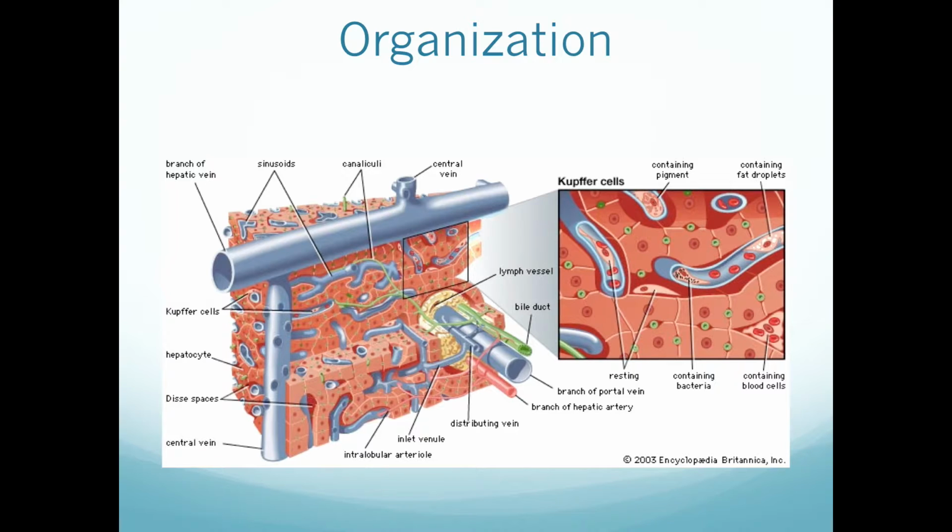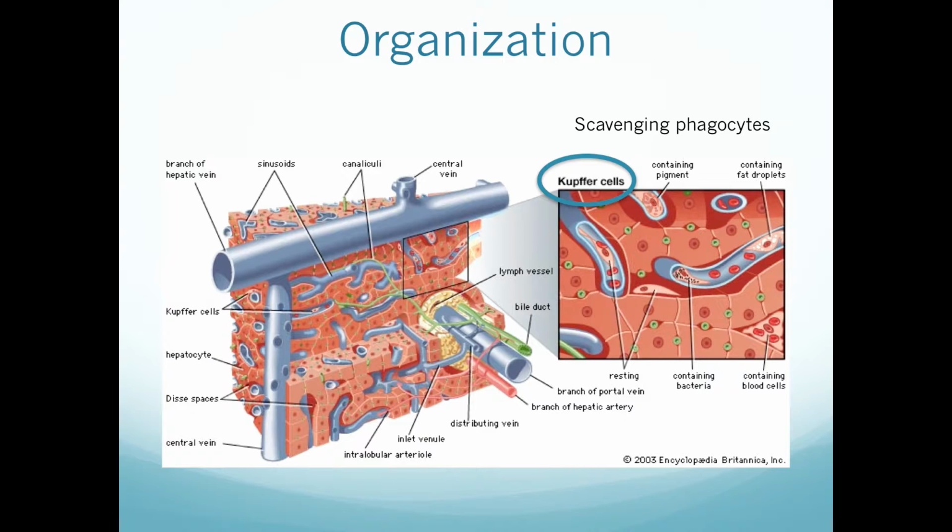When we look at the microscopic organization of the liver, we see a couple of things that you should notice. First off, there are Kupffer cells, which are scavenging phagocytic cells. They are the tissue-specific monocytes of the liver.